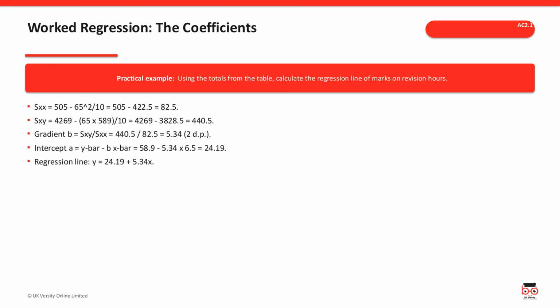SXX is 505 minus 65 squared over 10, that's 505 minus 422.5, giving 82.5. SXY is 4269 minus 65 times 589 over 10, which is 4269 minus 3828.5, giving 440.5. So the gradient b is 440.5 divided by 82.5, about 5.34. And the intercept a is 58.9 minus 5.34 times 6.5, which works out at 24.19. Our regression line is y equals 24.19 plus 5.34x.